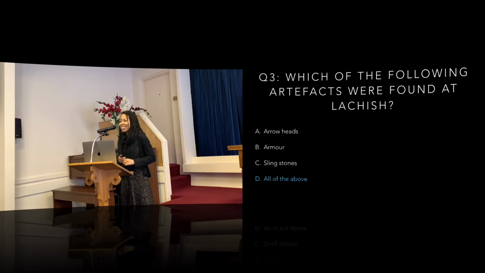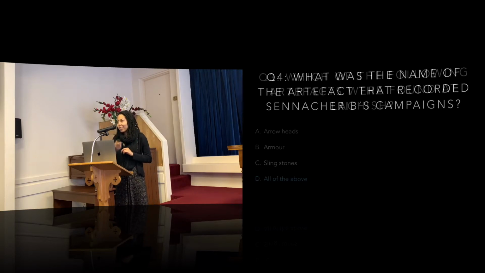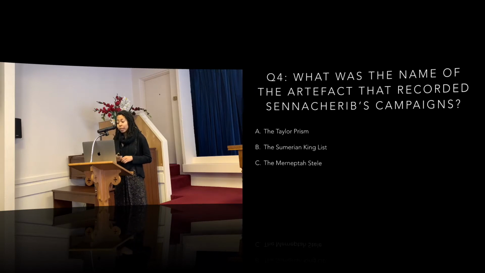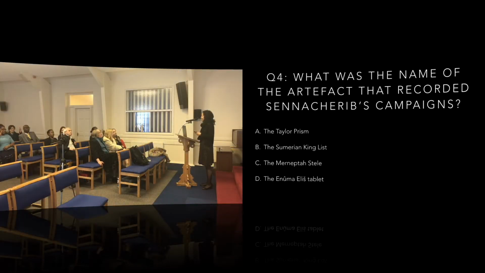Question 4. What was the name of the artifact that recorded Sennacherib's campaigns? Was it A, the Taylor Prism, B, the Sumerian King List, C, the Meneptah Stela, or D, the Enuma Elish Tablet? Who says A? Who says B? C? D? The correct answer is A, the Taylor Prism.